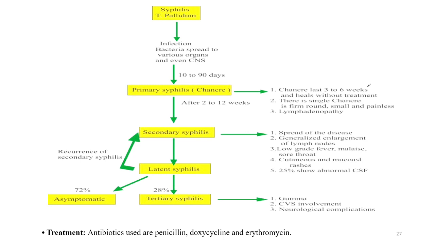Treatment options available: usually antibiotics are used, like benzathine penicillin, doxycycline, or erythromycin. Now see these pictures. This is the primary stage of syphilis, ulceration over the penis, and this is the ulceration over the tongue. Both are in the primary stage. This is the secondary stage of syphilis, and this is the dark field microscopy of Treponema pallidum. This is the Treponema pallidum, spiral shaped.